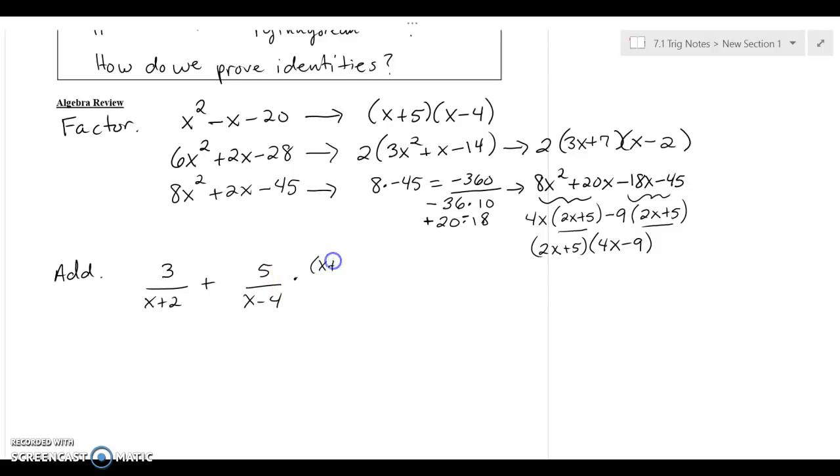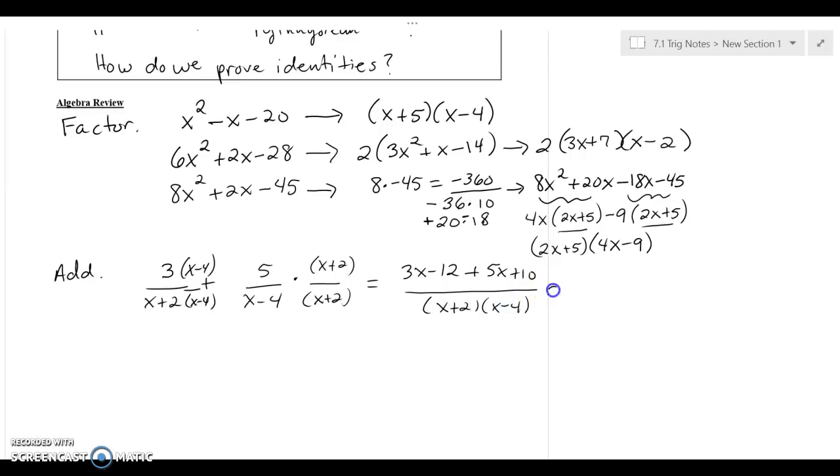Multiply by x plus 2 over x plus 2. Multiply by x minus 4 over x minus 4. That's a clever form of 1. When you do that, you can go ahead and distribute the top, 3x minus 12, plus distribute the top, 5x plus 10. Because you made a common denominator, it allows you to add the numerators. So I just jump to the step of x plus 2, x minus 4. Combine like terms in the top, 8x minus 2 over x plus 2, x minus 4.